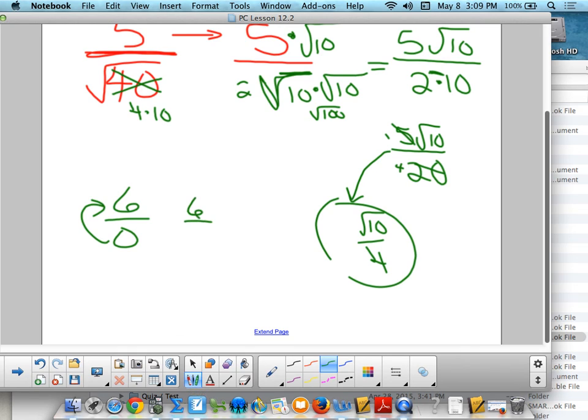So what else can't you do? You can't divide by square root of 5 because the square root of 5 is a number, but it's a number like this. I'm just making this up. But this number goes forever and ever and ever. So how do you divide 6 by a number that never ends? You can't. So that's why you get rid of that.